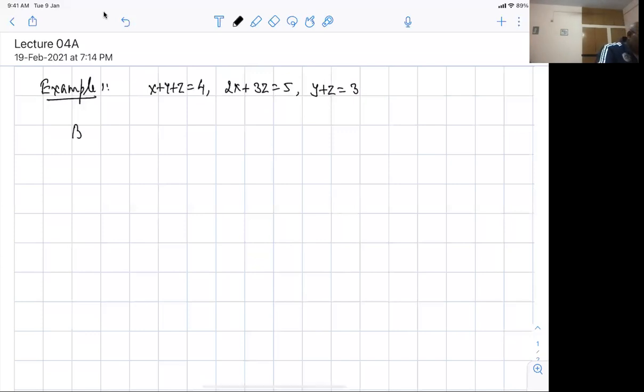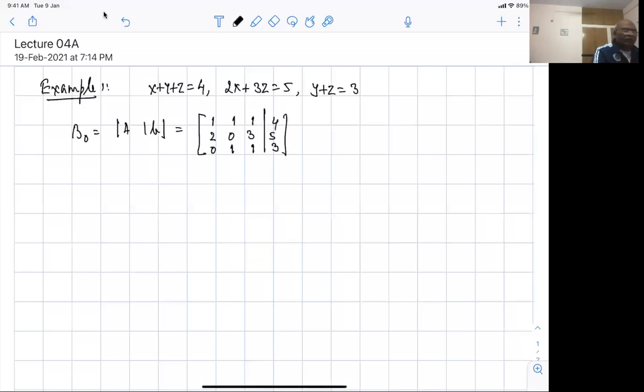So I define my B0 as the first augmented matrix. So this turns out to be equal to, let's look at this. The coefficient of x is 1 here, 2 here, 0 here. Coefficient of y turns out to be 1 here, 0 here, 1 here. Coefficient of z is 1, 3, and 1. And the b part is 4, 5, 3. Fine. So I would like to understand what am I doing?